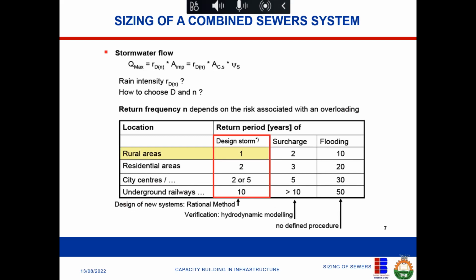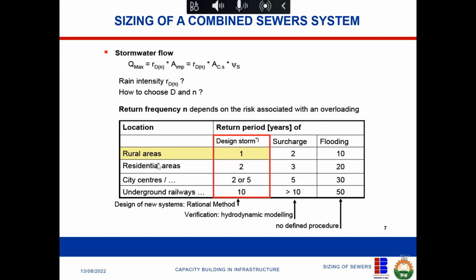So here now, for the storm flow, the maximum storm flow will be the multiplication of the three of them together. However, if you have to choose your duration and frequency, what informs your decision? The code and standard, depending on the risk level of your design, the area you're designing, or the mitigation extent you want to go. If you are designing for rural areas, you use a 1 year return period. If you are designing for surcharge, 2 years. But if you are designing for flooding, you use 10 years.